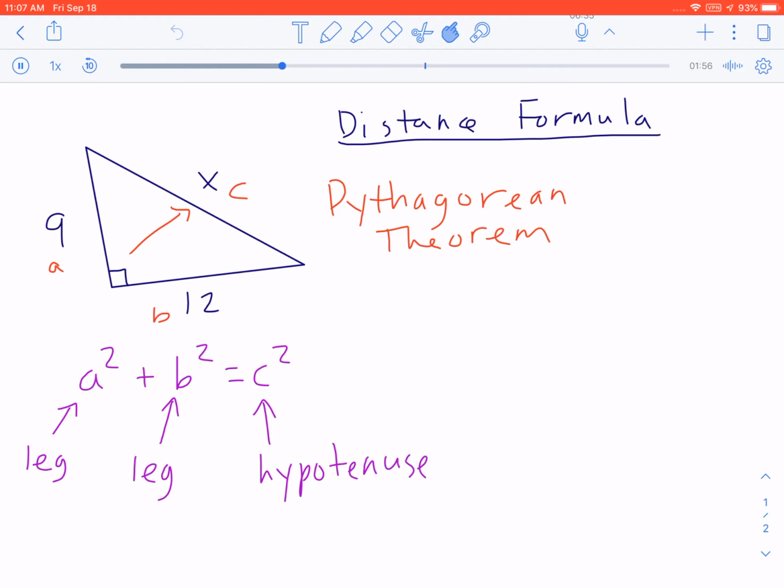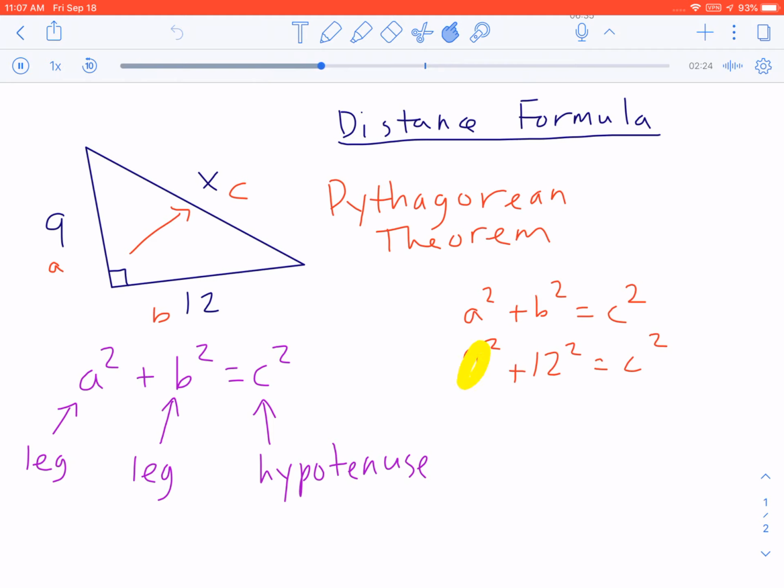And so when I do a squared plus b squared equals c squared in a problem like this, my a and my b, first of all, are interchangeable. So we do have it here as 9 squared plus 12 squared, which is fine. The other thing I want to mention, this is the first time in this class we've had something squared.